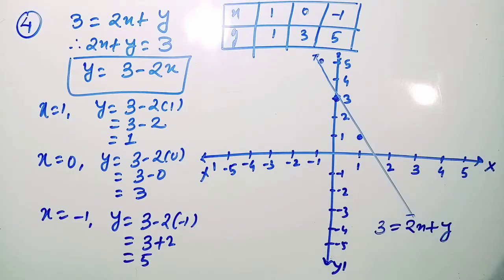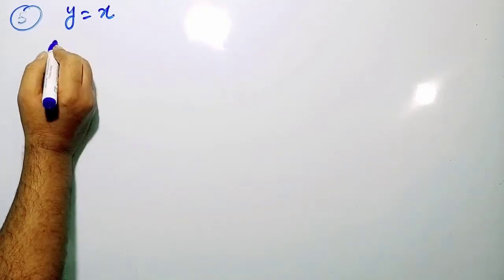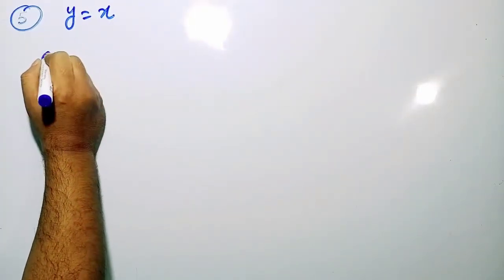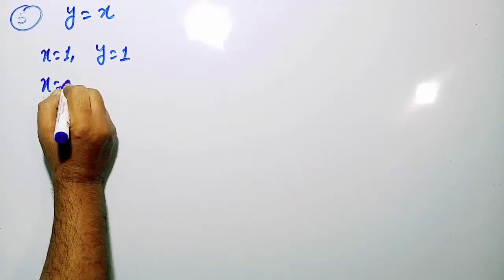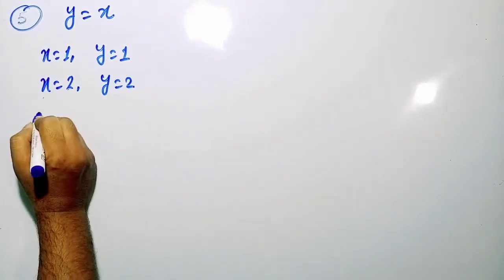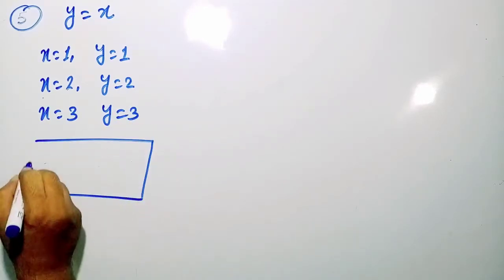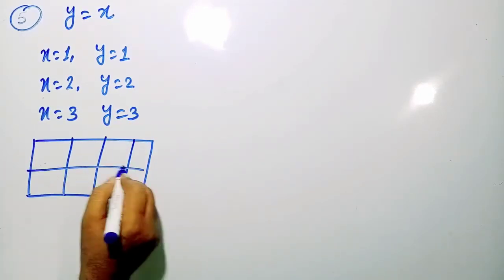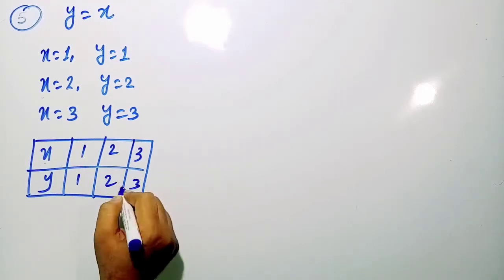Just clean these things. Okay, the next question is question number 5. Suppose y is equal to x. So both variables are equal. If x is equal to 1, y will be 1. x is equal to 2, y will be 2. x is equal to 3, y will be 3. Now tabulating these points, x and y: 1 1, 2 2, 3 3.